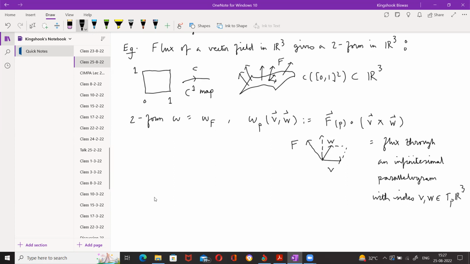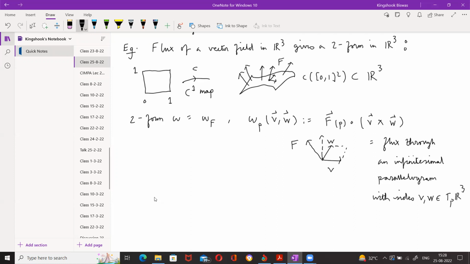Does this make sense? Yes, sir. Okay. So now if I want the flux through the whole surface, I should integrate the flux over these infinitesimal parallelograms, right? Yes. So how do I get these infinitesimal parallelograms?